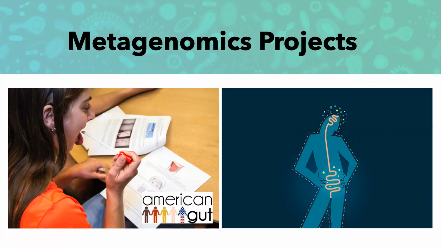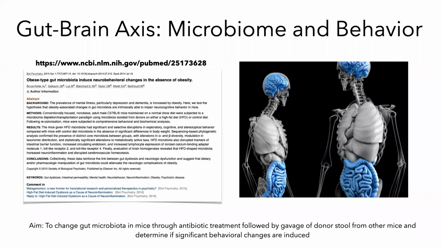So let's look at another project. This project is looking at the relationship between the gut and the brain. Okay, so how can the gut actually be influencing the brain? One of the studies that we're going to look at today is about this gut-brain axis, and it looks at mice that have different types of diets and their behavior is measured.